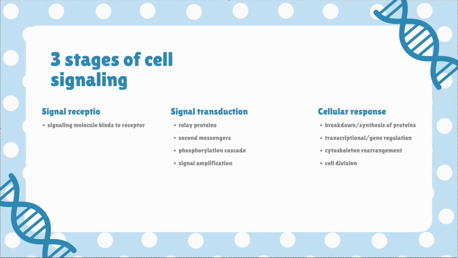And signal amplification is when an activated relay protein or an activated kinase can go on to phosphorylate a large number of different molecules, which can then amplify the signal. Now, finally, we have the cellular response. So this is what ultimately the ligand binding to the receptor yields.